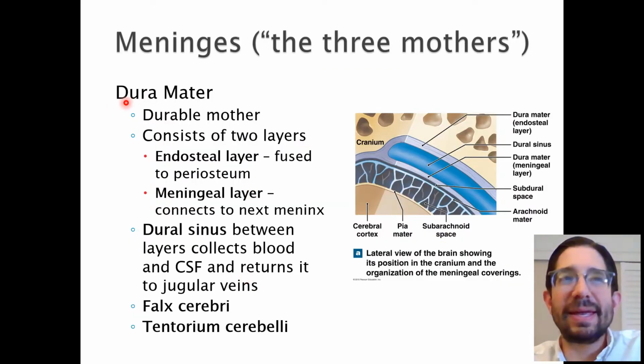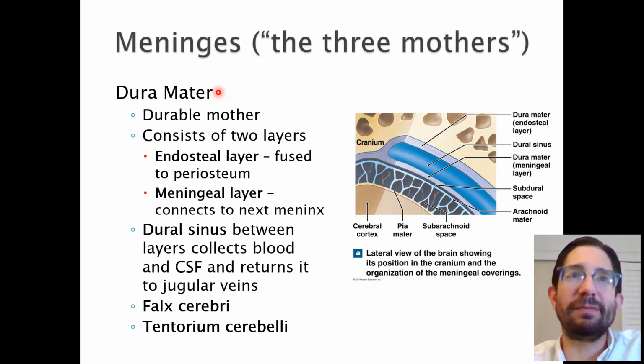That thick connective tissue layer is called the dura mater. That's the first of the three mothers. It means durable mother or tough mother. It's actually made of two layers. The outer layer, the more superficial layer, is called the endosteal layer. So that's fused to the periosteum. It's fused to the skull bones, cranial bones. So ost, remember, is bone. Endo is within, so it's within the bone layer.